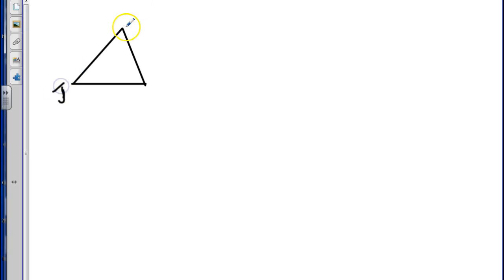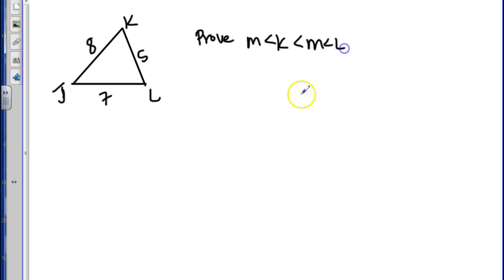All right, so JKL, this is 5, 8, 7. All right, triangle JKL with side lengths 5, 7, and 8 as shown. Prove the measure of angle K is less than the measure of angle L.